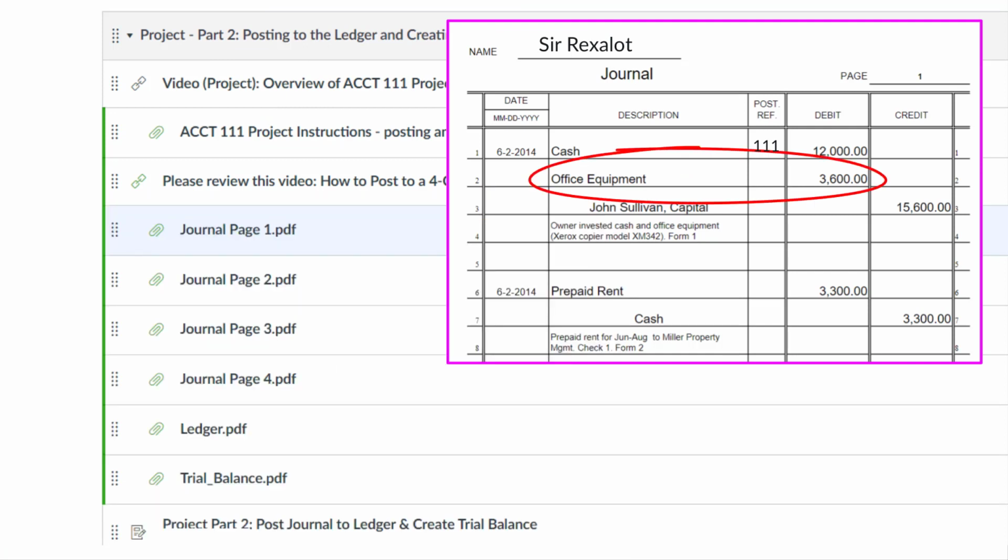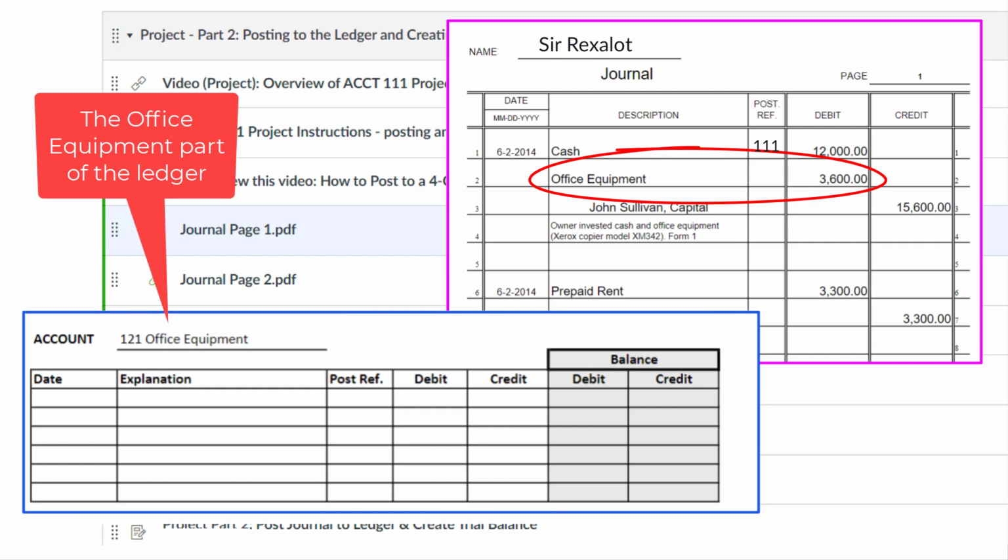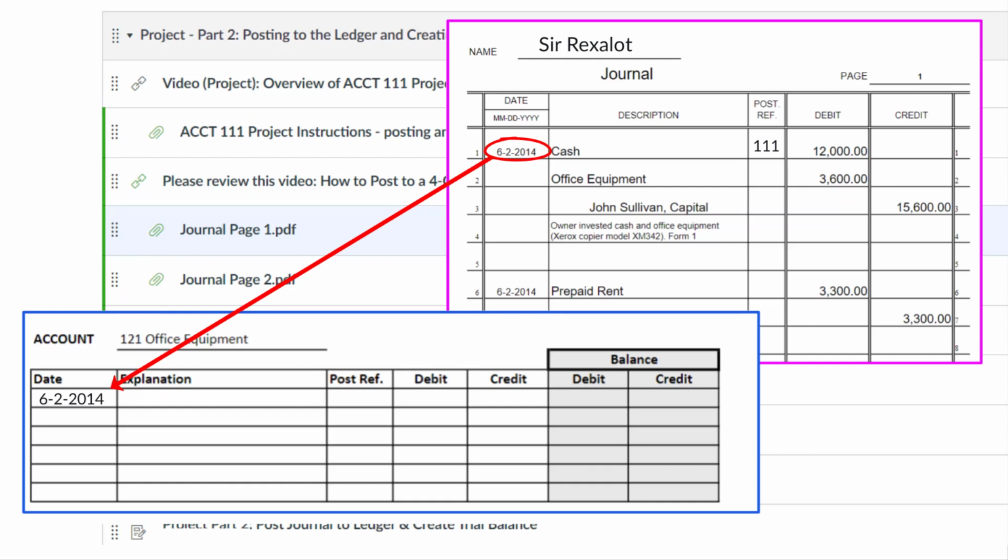The next one is office equipment, $3,600 debit. So now I need to find the office equipment account in the ledger. Which is account 121. So office equipment is on page 2 of the ledger. So on the date, on the first row for office equipment, I'm going to write the date from the journal, which was 6/2/2014. Explanation, of course, leave it blank. Don't fill in the post reference yet.